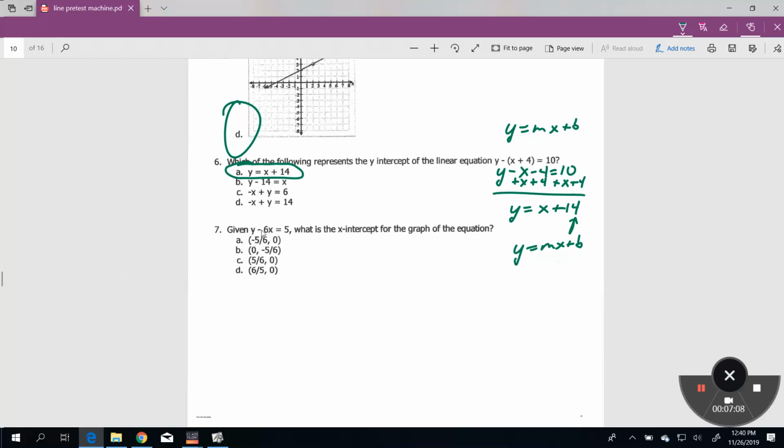Given y minus 6x equals 5, what is the x-intercept for the graph of the equation? Remember that the x-intercept is when y equals 0, so I just plug 0 in for y. So 0 minus 6x equals 5, so the 0 is not even there. Divide by negative 6, x equals negative 5/6. So x equals negative 5/6, y value is 0. Oh, there it is, A.